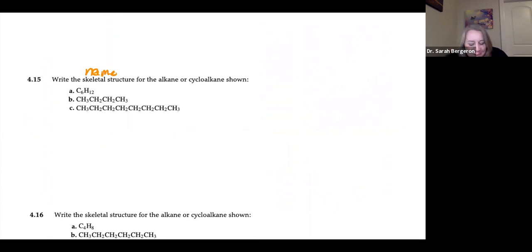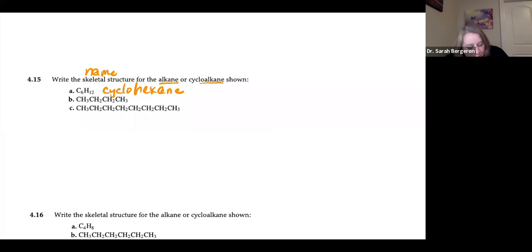Okay, so C6H12. What do you notice about the formula for this? However many carbons I have, my hydrogens, all I did was double it. So what must this be? It must be a cyclo. Now I have 6 carbons. 6 means hex. So I'm told it's an alkane or a cycloalkane, right? So it must be hexane. So cyclohexane. If you name it, it'll help you to draw the structure, right?